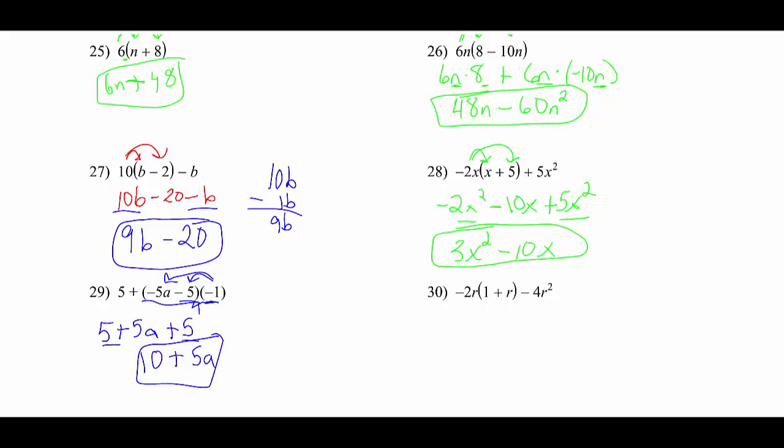Here, I'm going to distribute negative 2r. Negative 2r times 1 is negative 2r. Negative 2r times r is negative 2r squared. Remember, r times r gives us r squared. But when we do r with just a number, it keeps its r. Like a pirate. R. Here, we want to add our like terms, which are the r squareds. Negative 2r squared minus 4r squared is negative 6r squared.